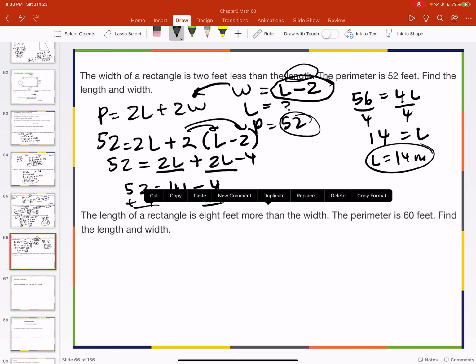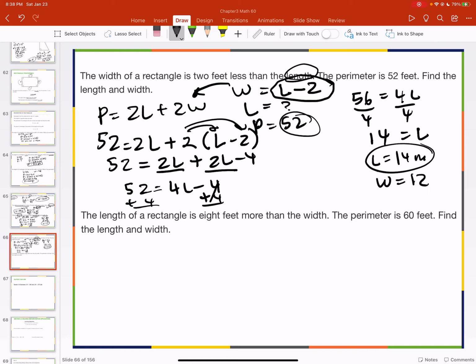But then the width is 2 less than the length. So the width is going to be 12, yeah? Because 2 less than 14 is 12, okay? And that's it for that problem.